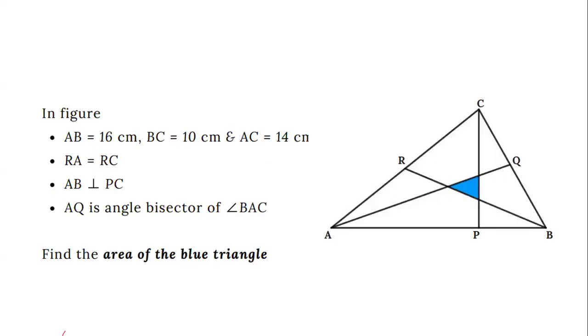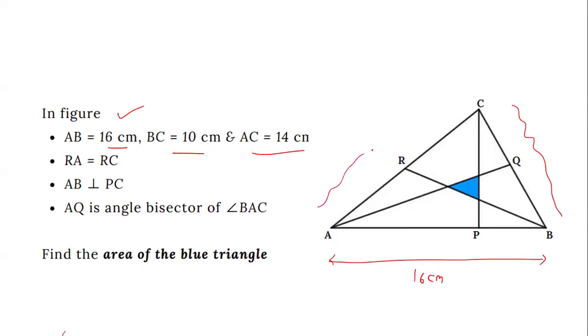So hello guys, in this video we are going to solve this problem. In this problem it is given that in the figure AB is equal to 16 centimeter. You can see this is the side AB which is given as 16 centimeter, and BC is 10 centimeter. This is BC which is 10 centimeter, and AC is 14 centimeter. So this is AC which is 14 centimeter.